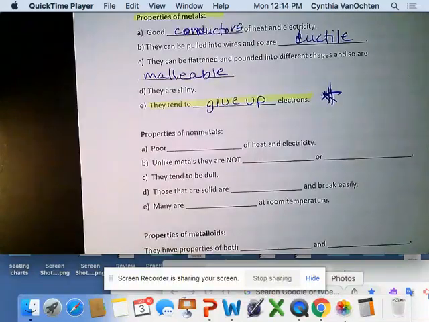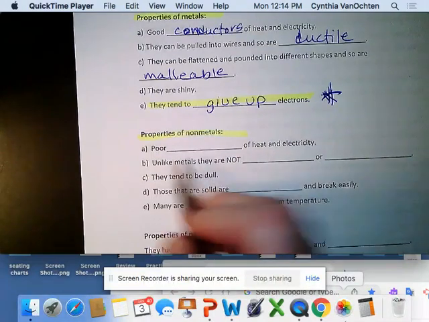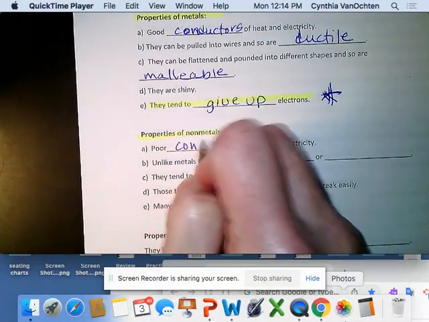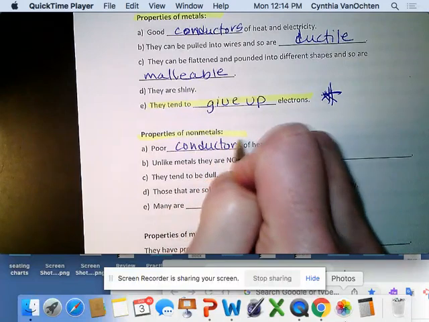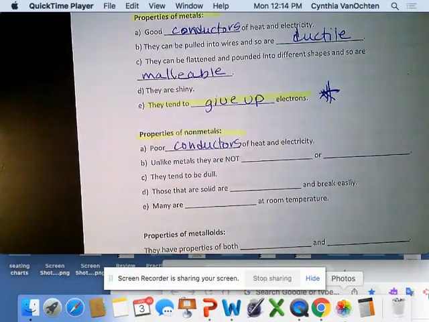So properties of nonmetals are pretty much the opposite of your metals. So they are poor conductors of heat or electricity. So we would never use plastic in the wiring for a lamp because it would not move electrons. It would not conduct electricity. It might be a good thing to use in terms of a spoon because it's not going to be a good conductor of heat energy. And so if you have the spoon resting on the side of the pan, it's not going to burn your hands as readily.